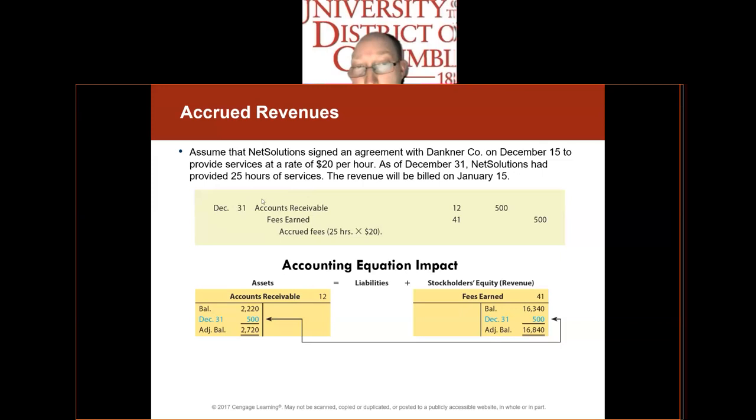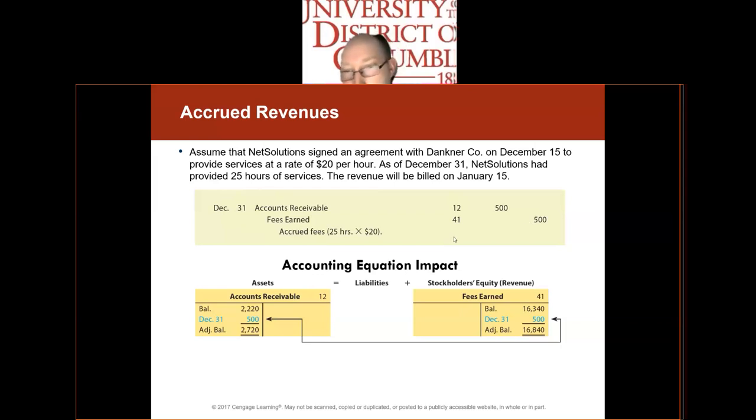Because remember, this is accrual-based accounting. So when I accrue something, I use the date for the month in which it was incurred. That's usually the last day of that month. So I'm going to debit accounts receivable for $500. Why $500? Well, I provided 25 hours of service at $20 per hour, which equals 500. 25 times 20 is 500. So I debit my accounts receivable, which means I increase my accounts receivable by 500, and I am going to credit my fees earned. That's my revenue account. I'm going to credit that by 500 to increase my revenue account.